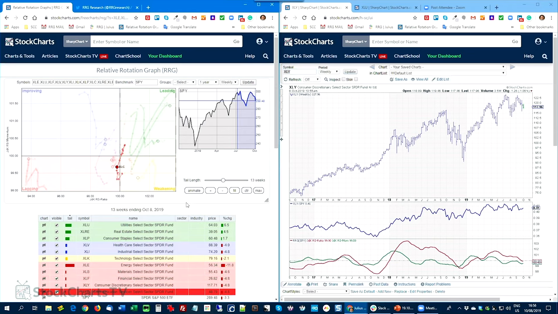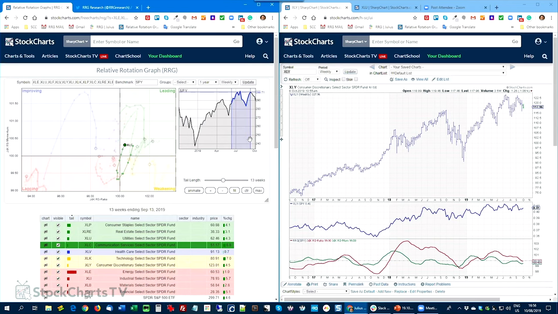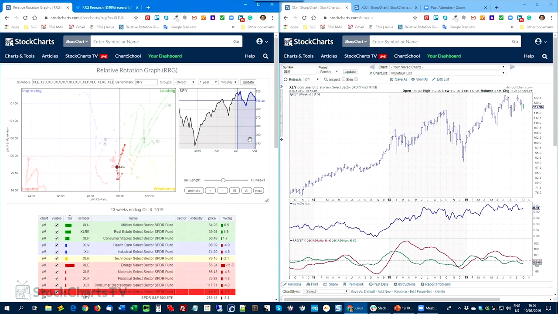Communication services, look at this rotation here. It went into leading, which is good. And then it hooks down and it immediately backs off into lagging again. This is a straightforward hook. It's not rotating. Well, I think it doesn't even have one observation inside weakening.